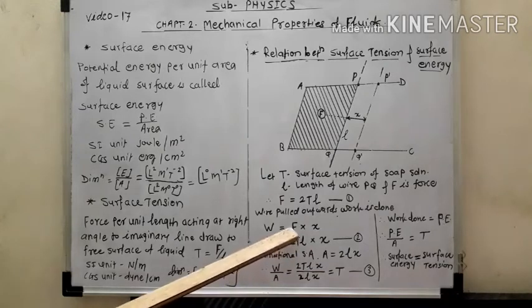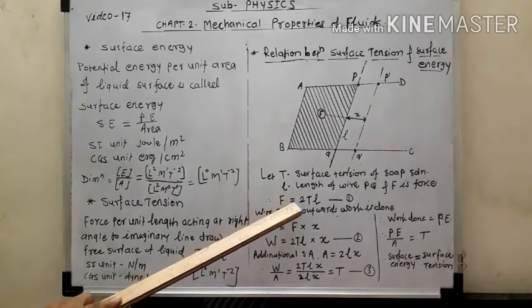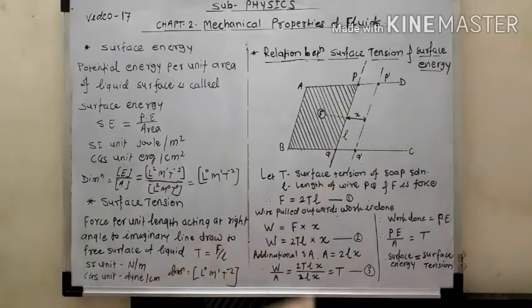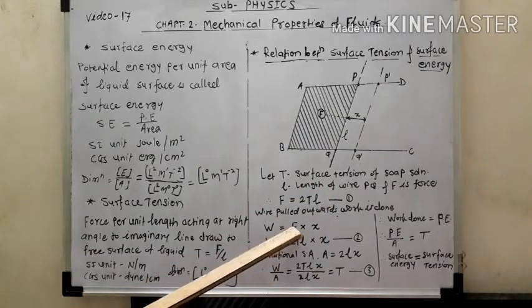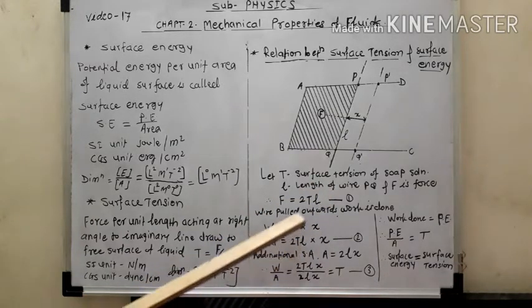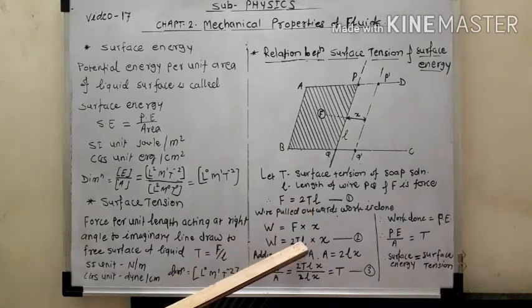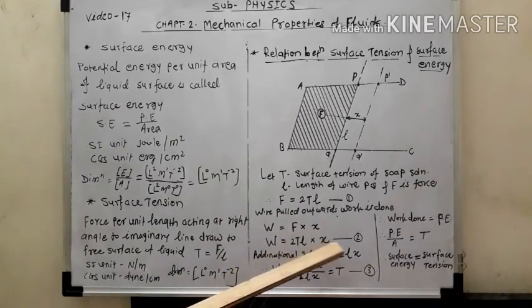We know that the value of this force is 2TL. Substituting this for F, W is equal to 2TL into the displacement x. This is equation number 2.